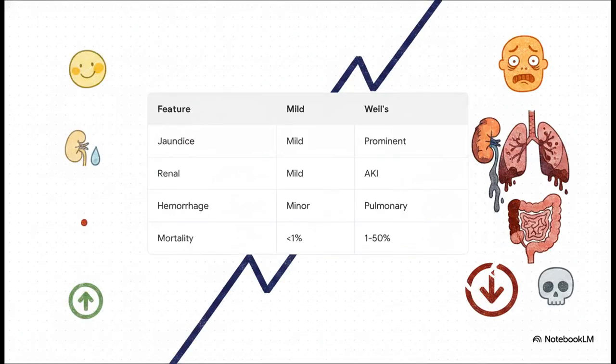So, think of these contrasting features like a mental set of flashcards. Mild disease, you've got little to no jaundice, maybe some mild proteinuria, and a mortality rate well under 1%. But cross over to Weil's, you've got that prominent orange jaundice, the hypokalemic AKI, severe hemorrhaging in the lungs or GI tract, and a mortality rate that can skyrocket up to 50%. The differences are literally night and day, and you've got to recognize the second a patient is crossing that line.